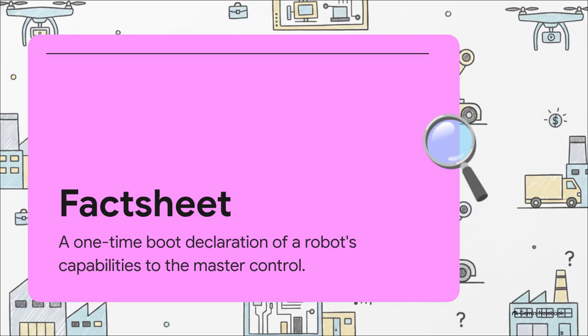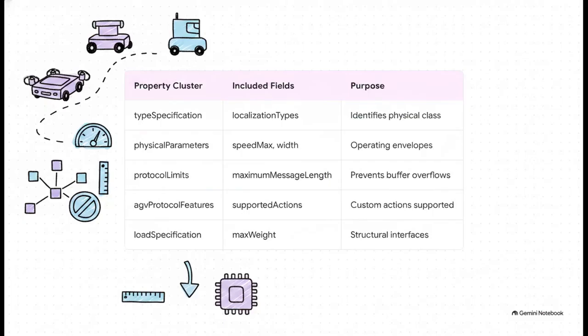The whole point here is network efficiency. We have to ensure that static information, stuff that doesn't change while the robot is driving, doesn't clog up your network with every single high-frequency state message. The master control learns who the robot is once and remembers it. And it's actually pretty brilliant how this declaration is structured.